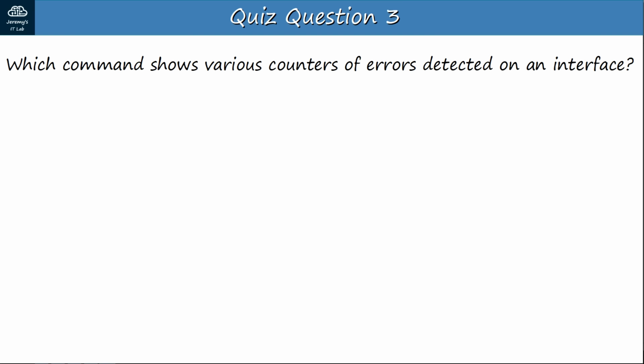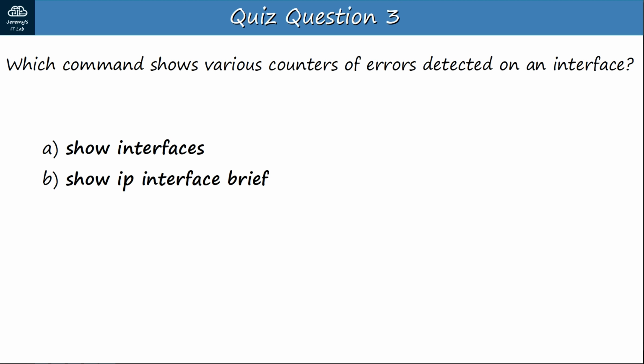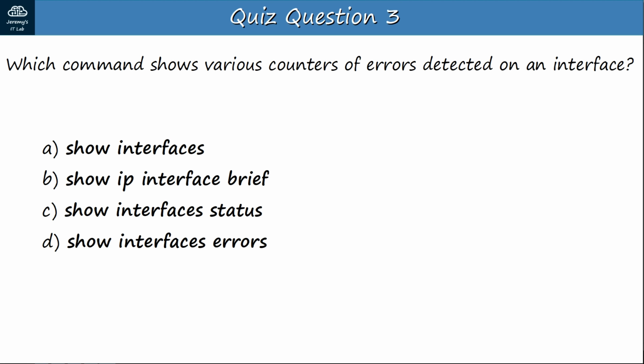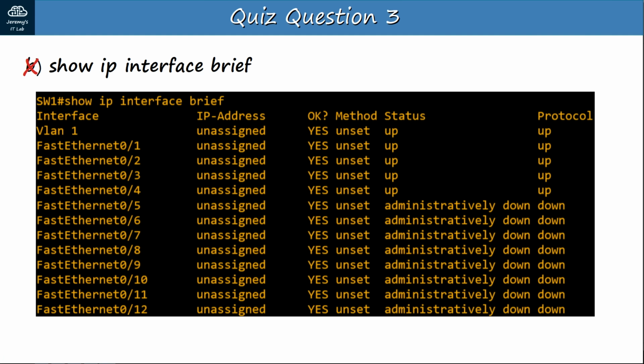Which command shows various counters of errors detected on an interface? A. Show interfaces. B. Show IP interface brief. C. Show interfaces status. Or D. Show interfaces errors. Pause the video to think about your answer. The answer is A. Show interfaces. Let's check the output of each command.